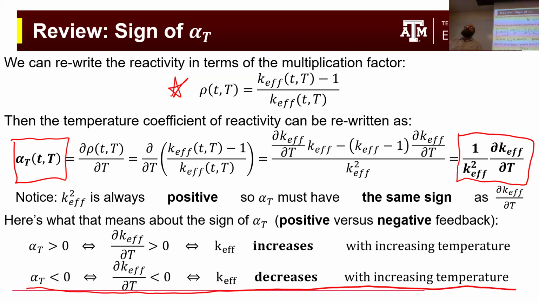A negative temperature coefficient exhibits negative feedback, right? That temperature went up, resulting in my reactivity going down. So when we talk about positive and negative feedback, if my reactivity coefficient is positive, I'm going to have positive feedback, and any increase in temperature is going to result in an increase in K effective. Whereas if my temperature coefficient is negative, then any increase in temperature is going to result in a decrease in K effective, which is ultimately what we want.